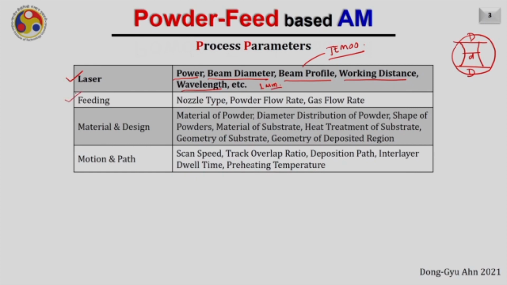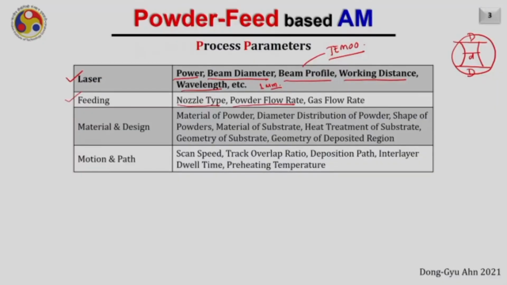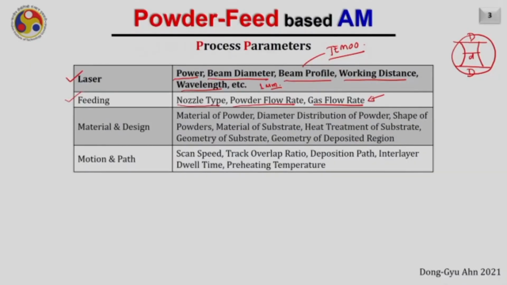Then the parameters related to the feeding of the powder. In that case, what type of nozzles we are using. We have seen in our last lecture the different types of nozzles which can be used to feed the material into the molten pool. Then the flow rate of the powder and the gas flow rate, and we have also seen in most of the additive manufacturing systems a coaxial nozzle is used which utilizes mainly 3 ports for the gas flow: one to protect the optics, second to carry the powder, and third to protect the molten pool from the atmospheric gases. So the flow rate of these gases is another very important parameter for powder feed based additive manufacturing system.